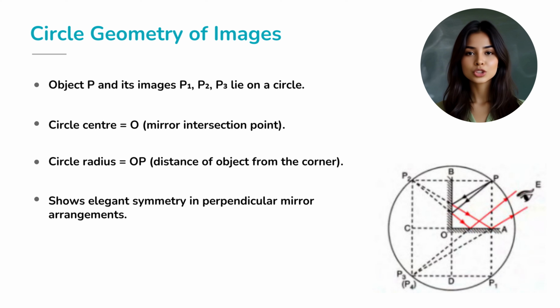Now, here's where physics shows off some beautiful geometry. Place the object P anywhere between the mirrors. You'll find that P, P1, P2, and P3 all lie neatly on a circle. The center of this circle is at O, the corner where the two mirrors meet. The radius of the circle is OP, the distance of the object from the corner. So, your reflection isn't just multiplying randomly, it's actually obeying the laws of symmetry and geometry. It's like nature secretly drawing a compass-perfect circle through all the images.